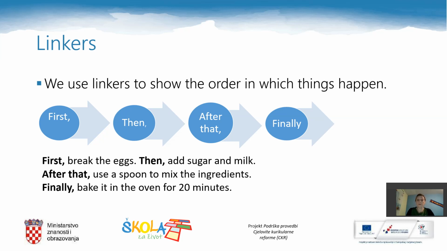Step number 3. After that, use a spoon to mix the ingredients. And number 4, finally, bake it in the oven for 20 minutes. So that's the last thing you should do. Like I said, these linkers in our case help us follow the steps we need to do when giving instructions in a recipe.